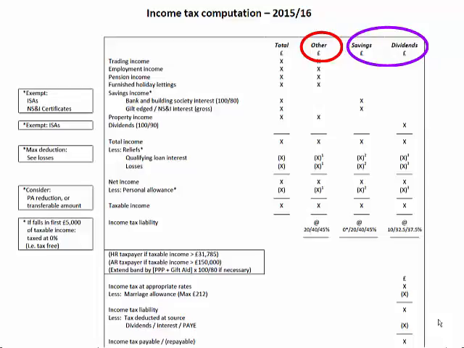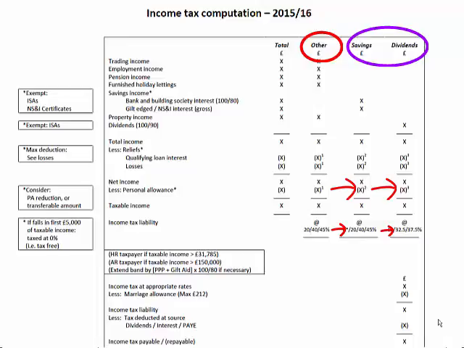The important thing to remember when dealing with different types of income is this succession from other to savings to dividends. So the personal allowance and the reliefs are always applied to other income first, then to savings and then to dividends. Equally, we tax in that order as well. Other income first, then savings, then dividends.